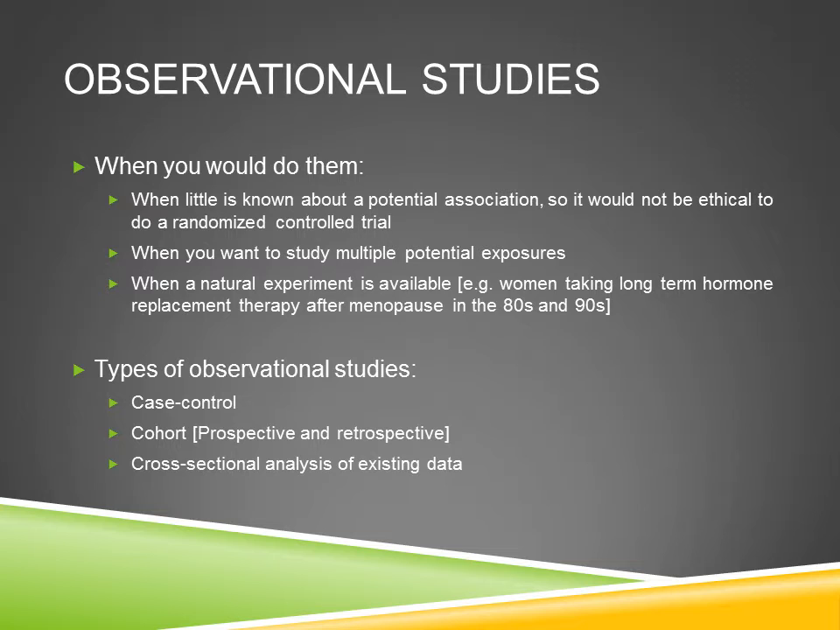So usually you do observational studies first to get a sense about what associations are important. And when you have a little bit more information, you can do a randomized controlled trial. We'll talk more about research ethics later in this course. It's also helpful to do observational studies when you want to study multiple potential exposures and you're not sure which one is going to be the most important one.